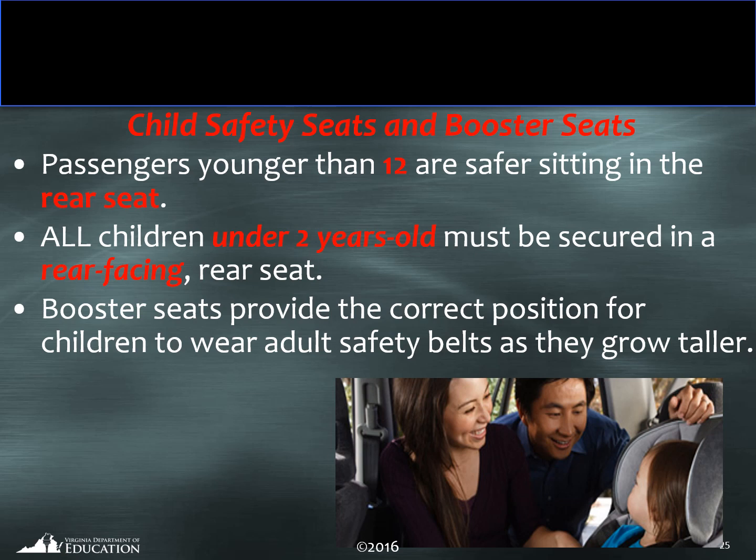You can also take your car to the firehouse, and the firemen can test the securability of your child's booster seat.